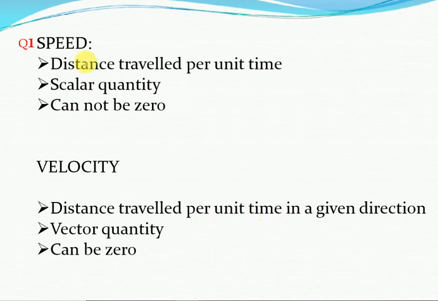Now speed is a scalar quantity. Velocity, it's a vector quantity. Speed cannot be 0. Velocity can be 0. So this is the answer of the first question.